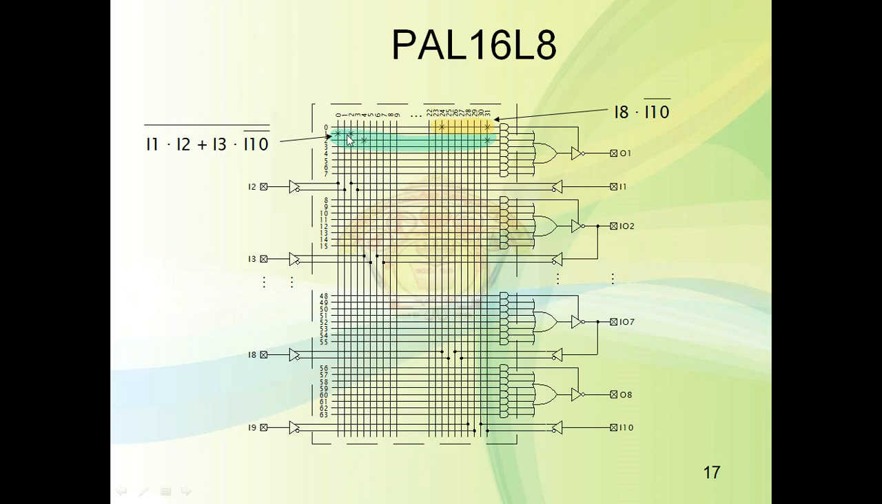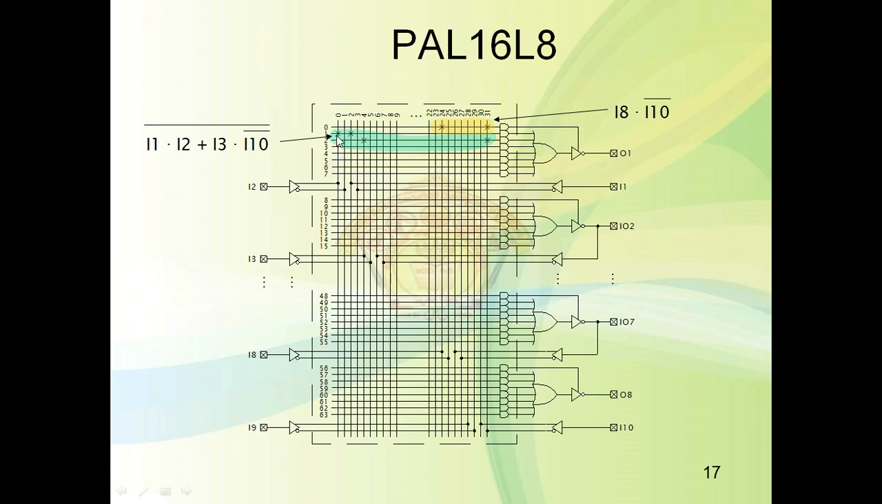Here, there are vertical lines and horizontal lines. Whenever an interconnection is present, it will be shown by a cross mark, meaning the interconnection is present, that is, a fuse will be present here. And if the interconnection is not there, then the fuse will be blown and the fuse is absent there. Now, if you want to build this function, let us see how it is built.